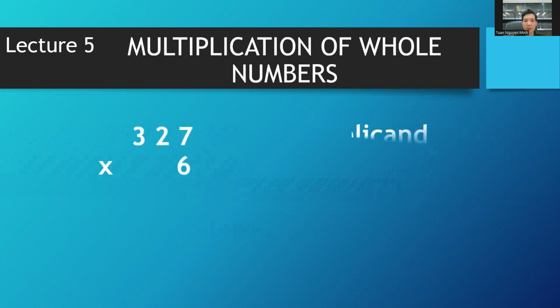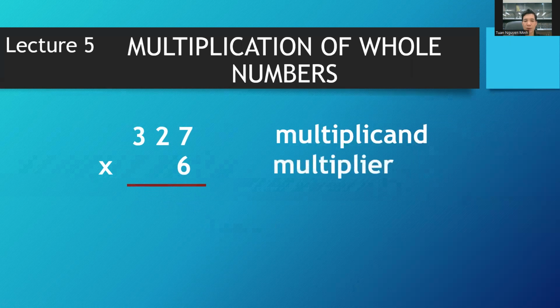The first example, you have the multiplicand is 327 and the multiplier is 6. So now you want to find the product of these two numbers.